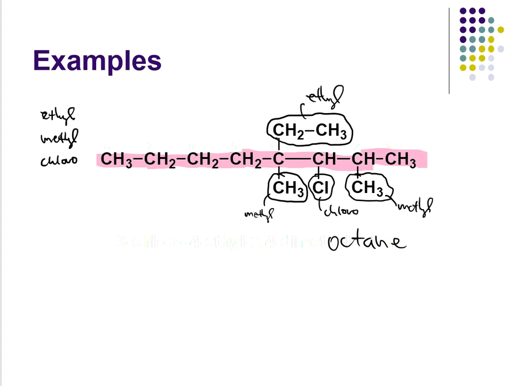Notice I did not include two methyls. This really is a dimethyl, isn't it? There are two methyl groups there, but I didn't include the prefix in the alphabetizing. C comes before E, which comes before M. The di doesn't really mean anything. I don't include that in my ranking.